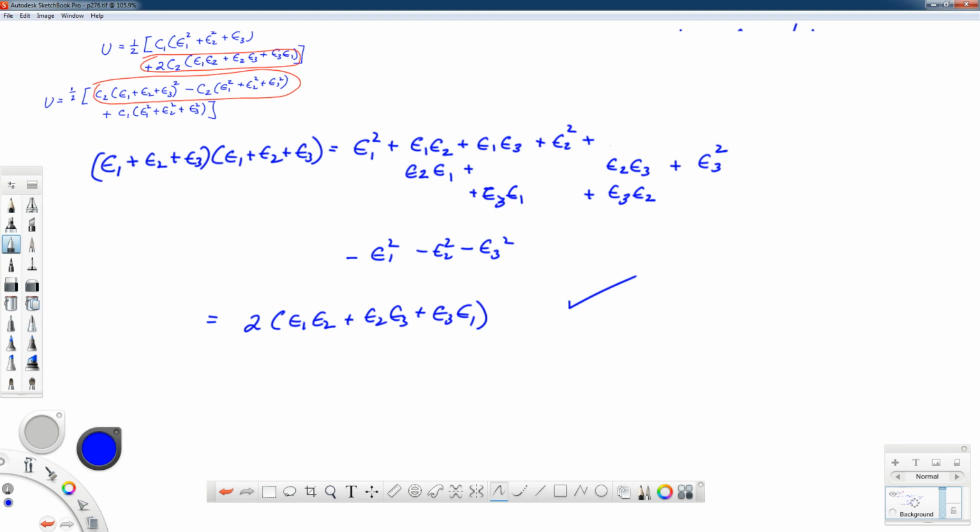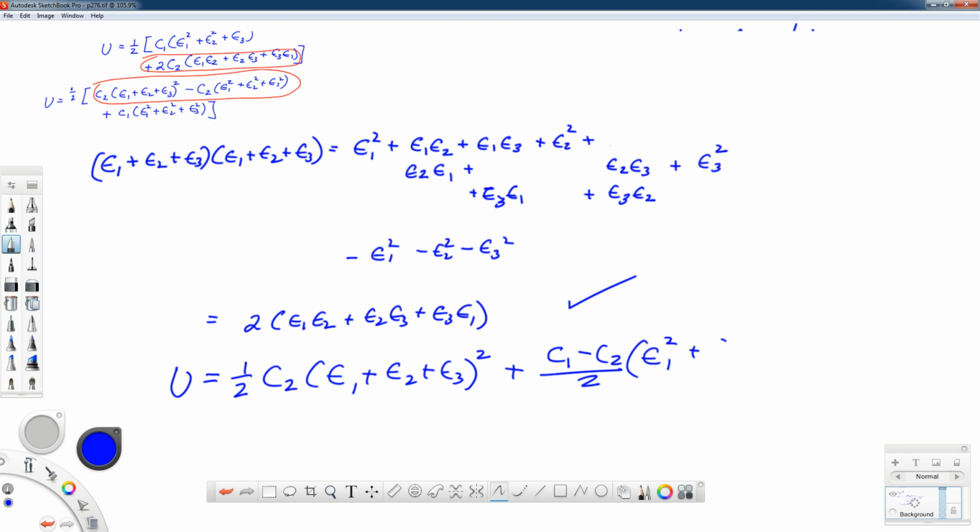And with that, we'll be able to write this function U by grouping terms. One of them is going to be 1/2 C2 times the quantity epsilon 1 plus epsilon 2 plus epsilon 3 quantity squared, and then the second term is going to be C1 minus C2 over 2 times epsilon 1 squared plus epsilon 2 squared plus epsilon 3 squared. Let's look at that term in a little bit more detail.